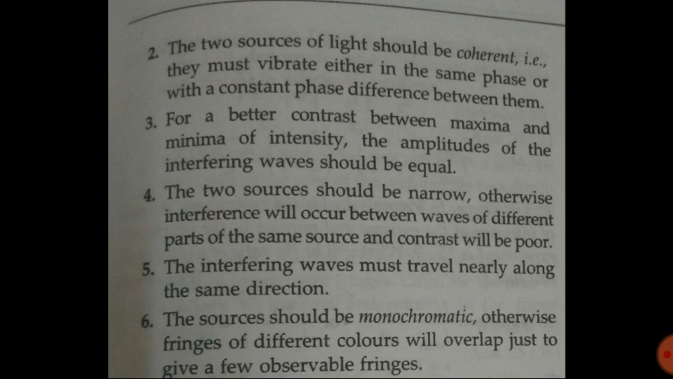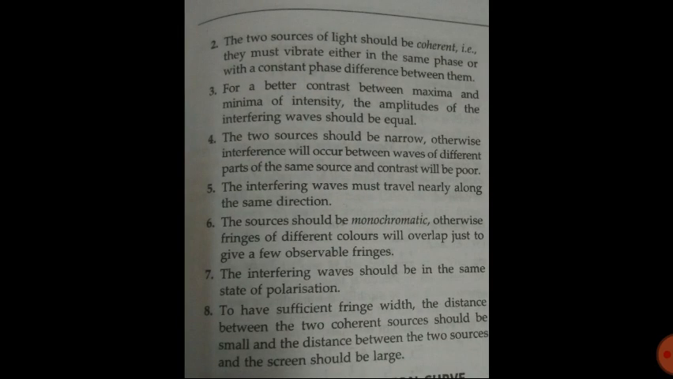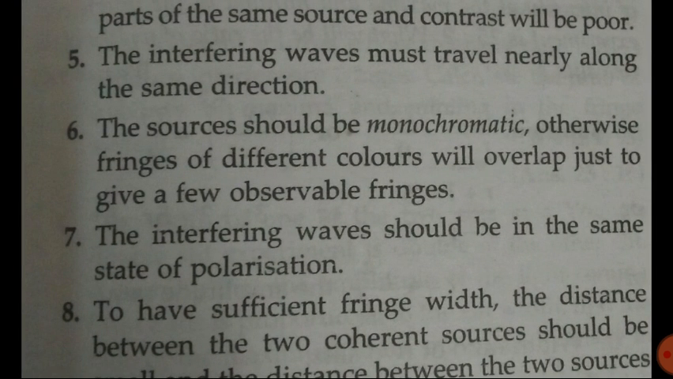Third, for a better contrast between maxima and minima of intensity, the amplitudes of the interfering waves should be equal. Fourth, the two sources should be narrow, otherwise interference will occur between waves from different parts of the same source and contrast will be poor. Fifth, the interfering waves must travel nearly along the same direction. Sixth, the source should be monochromatic, otherwise fringes of different colors will overlap, giving only a few observable fringes.